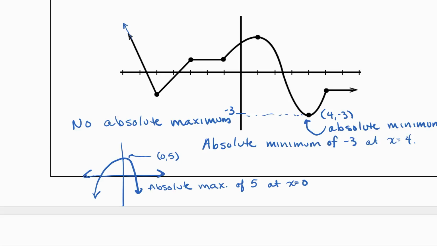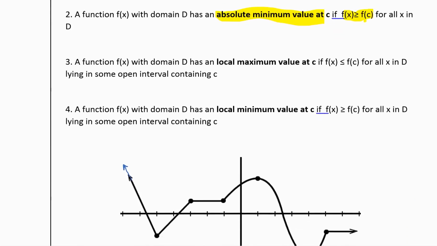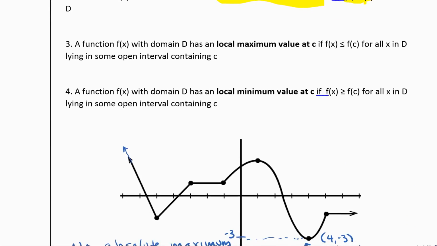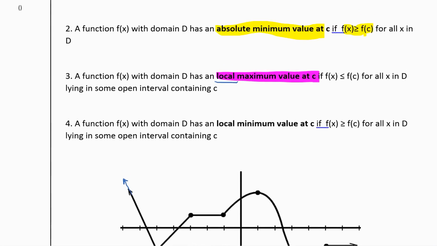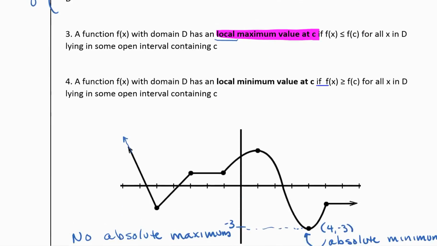Okay, now we have two other terms. So we say a function f of x with domain D has a local maximum, and here the word that's different is local. Okay, so before we talked about absolute, and sometimes with the word absolute for both of these, you'll also hear the word global. Just another term for the same thing. But here we're talking about local ones.